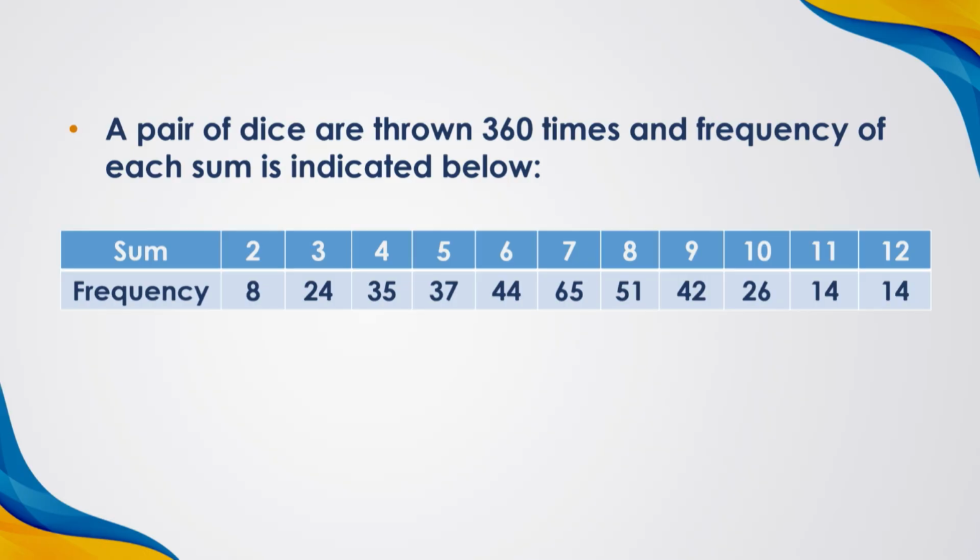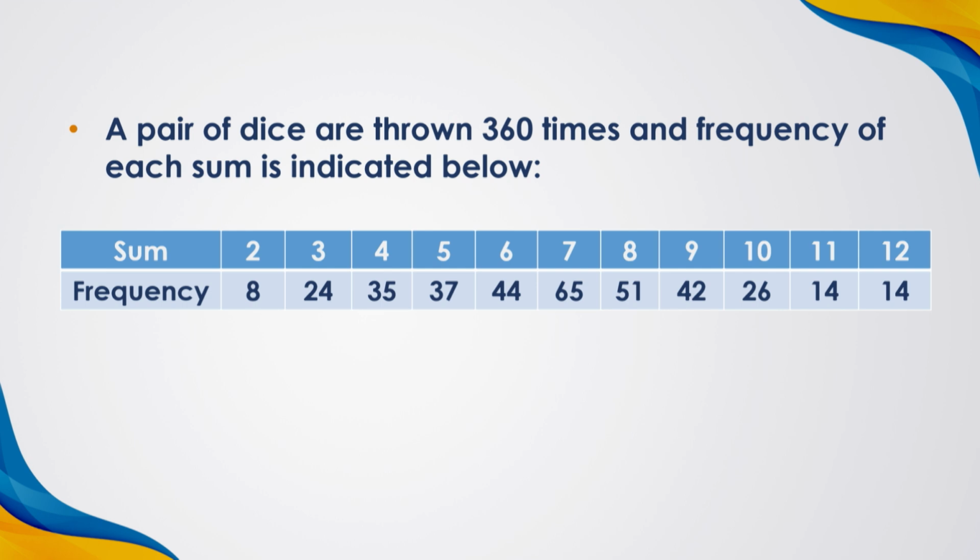Now here you are going with a problem: a pair of dice are thrown 360 times and the frequency of each sum is indicated below. As you know, when you have a single die, you have 6 faces, that is 1, 2, 3, 4, 5 and 6. Here you are going with a pair of dice. It means that you are rolling 2 dice, so then you are taking the sum on each face.